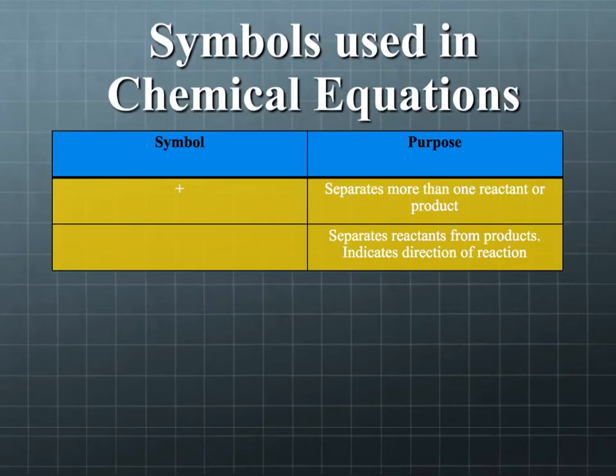Now there's some symbols that we need to know. A plus sign separates more than one reactant or product. So whenever it says something like sodium reacts with chlorine, that tells me that I'm going to write my symbol for sodium. It reacts, so that's usually when I'm going to use that plus sign to separate the sodium and the chlorine, like I did right there. Also an arrow. An arrow separates reactants from products, so I need to make sure to put that in the middle. We've used arrows before, in nuclear chemistry. Remember that unit where we were drawing arrows? It indicates the direction of the reaction and also separates reactants from products.